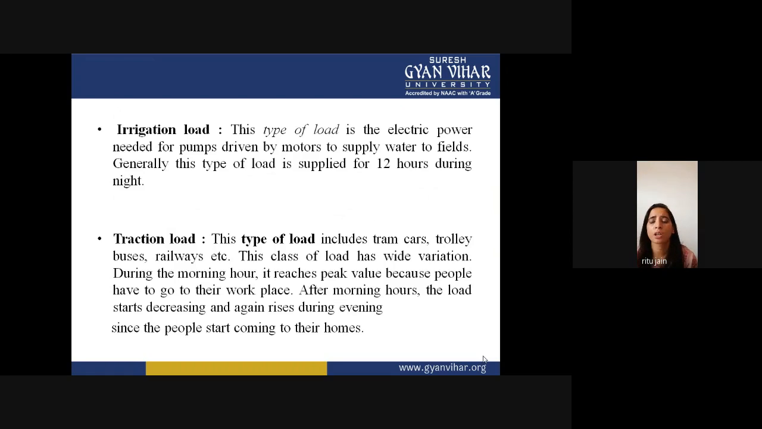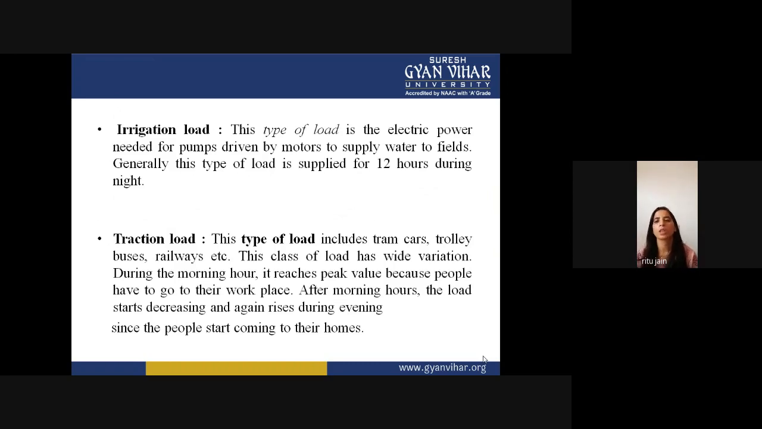Next is your irrigation load. This type of load is the electrical power needed for pumps driven by motors to supply water to the fields. Generally, this type of load is supplied for 12 hours during the night.